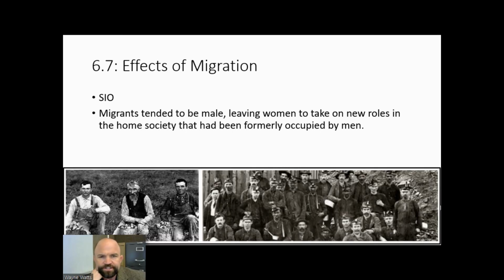All right, ladies and gentlemen, that takes us to key concept 6.7, effects of migration from 6.6. Migrants tended to be male, leaving women to take on new roles in the home society that had been formerly occupied by men. So this shows one of the biggest immediate consequences of migration is gender imbalances. Gender imbalances tended to come both in the sending societies and the receiving societies.